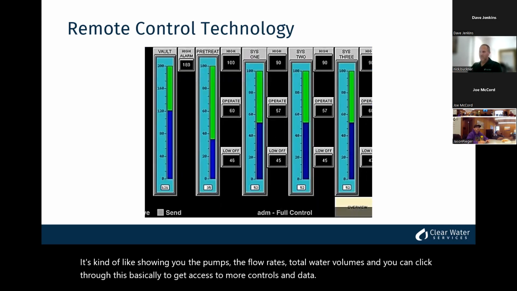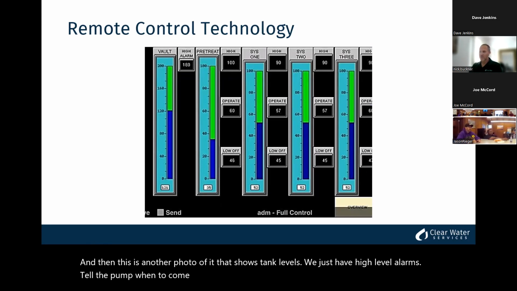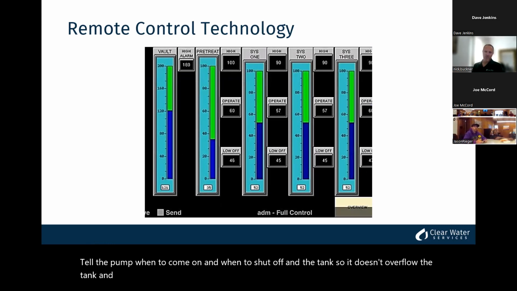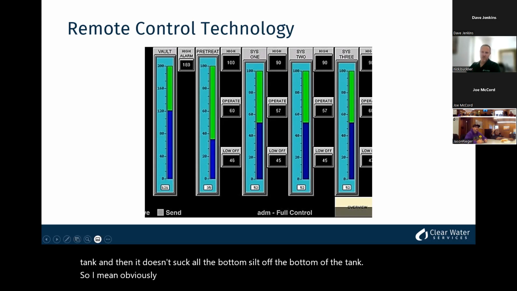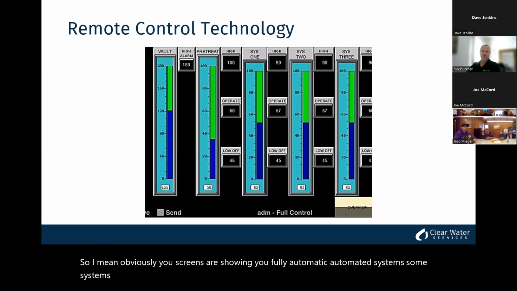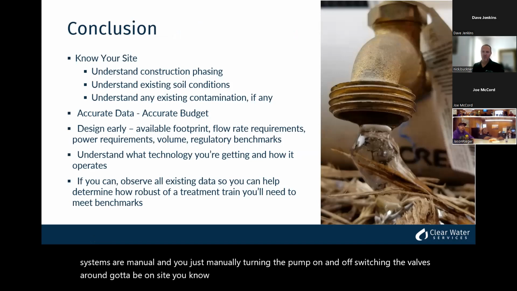And then this is another photo of it that shows tank levels. We can set high level alarms. You can tell the pump when to come on and when to shut off in the tank, so it doesn't overflow the tank, and it doesn't suck all the silt off the bottom of the tank. So obviously these screens are showing you fully automated systems. Some systems are manual, and you're just manually turning a pump on and off, switching the valves around. You have to be on site every time that water is getting processed.